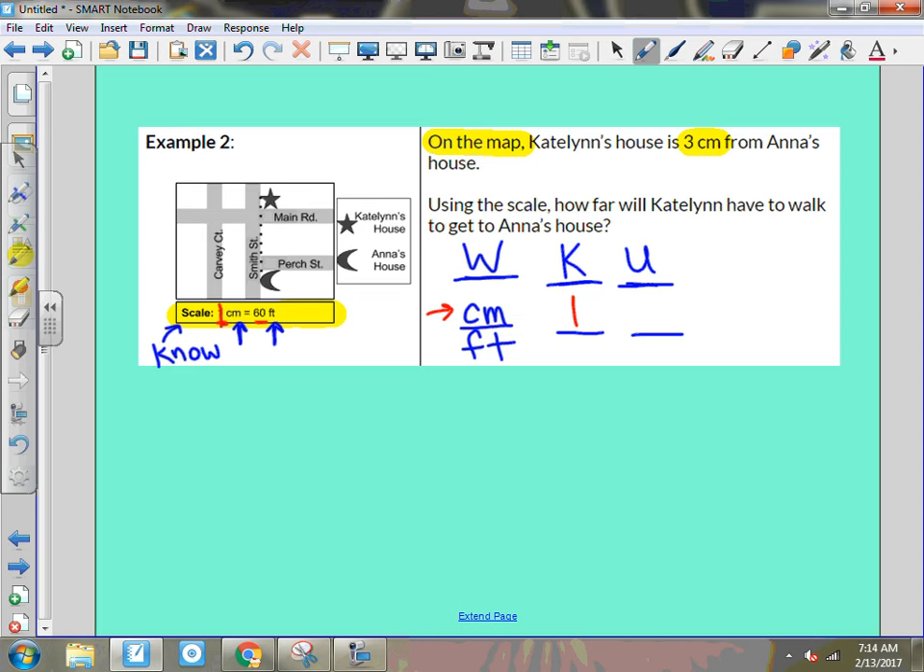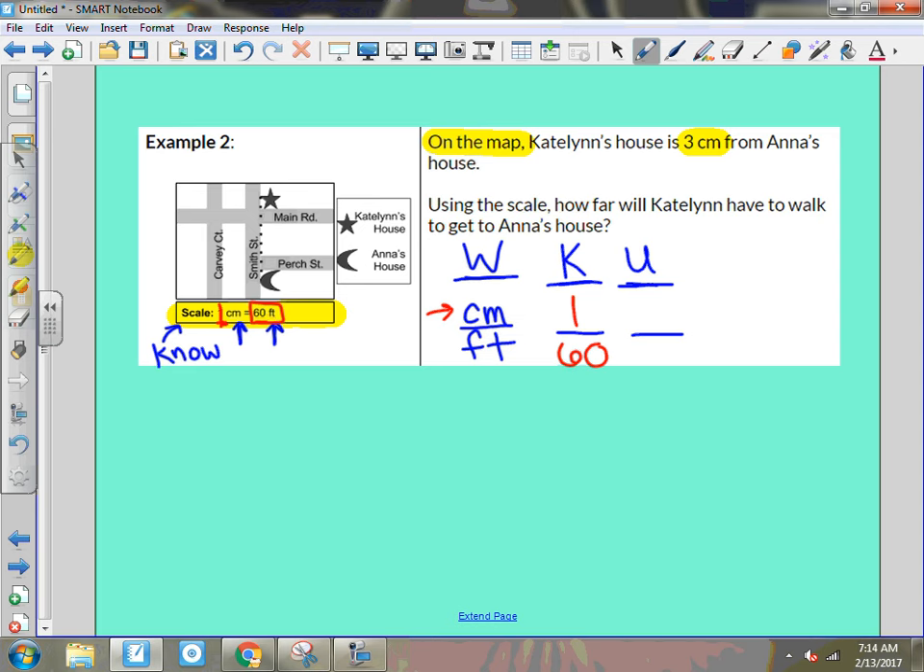I also know how many feet goes with 1 centimeter. If you look at my scale, I've got that 60 feet. And feet needs to go on the bottom of my fraction, so I'm going to put my 60 underneath there. And now I'm trying to figure out, what are they asking me? So it says, how far will Caitlin have to walk to get to Anna's house?